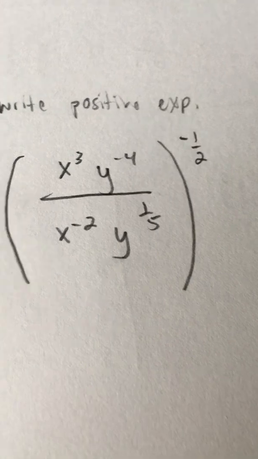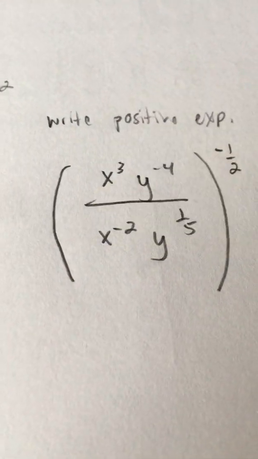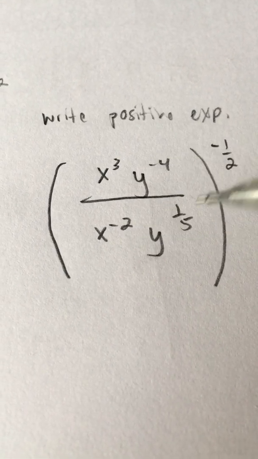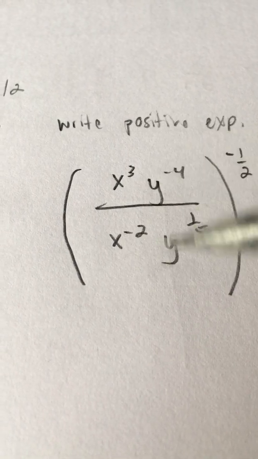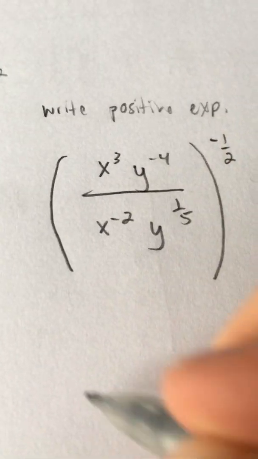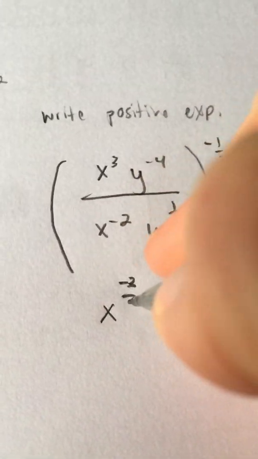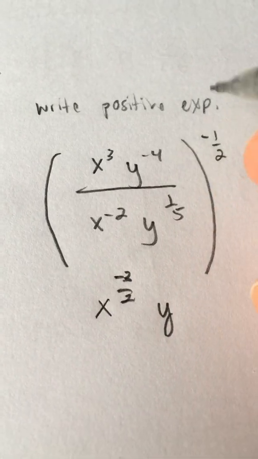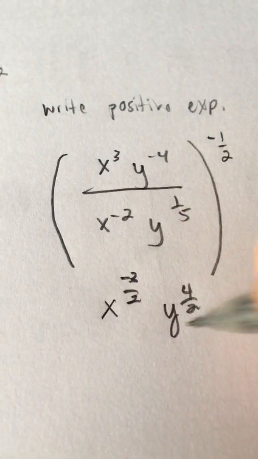So because I see parentheses, I'm going to take my negative 1/2. You can flip and make that a positive 1/2. I'm just going to work with them the way they are, multiply all of my exponents inside by the negative 1/2. I can do that because the only operations inside are multiplication and division. So I have x to the negative 3/2 and y to the positive 4/2, which some of you will just say is 2.